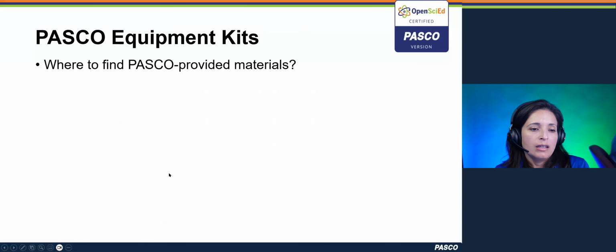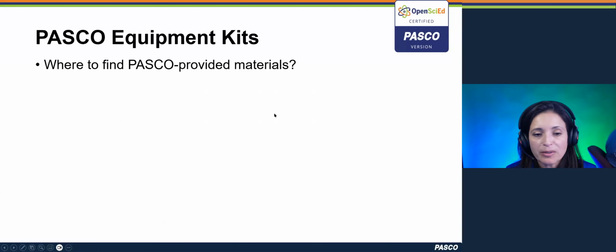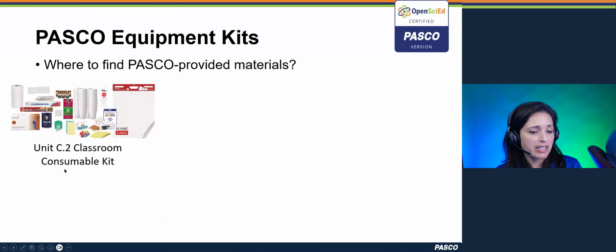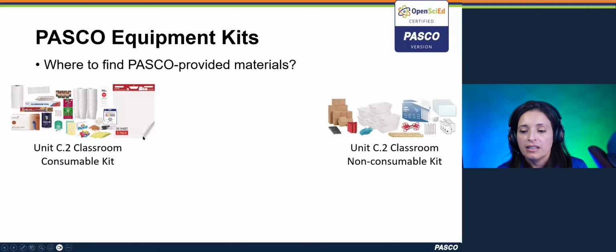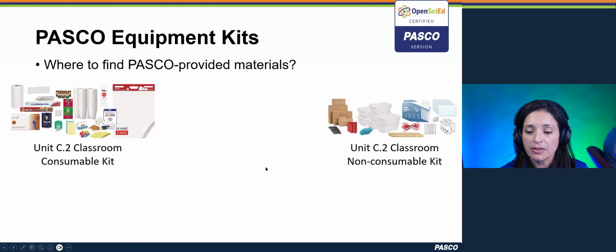Okay. Where do you find the PASCO provided materials? So these are available from PASCO. We have classroom consumable kits. So this is something that you would buy one per class per year. It's stuff that gets used up, but it's enough for multiple sections throughout an entire year, and you would buy one again every year. This non-consumable kit, you only have to buy this once for your classroom. And these are meant to last and can be reused year to year.